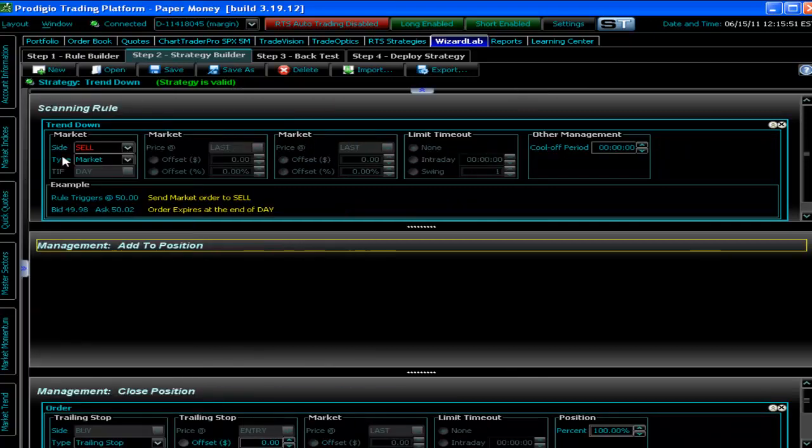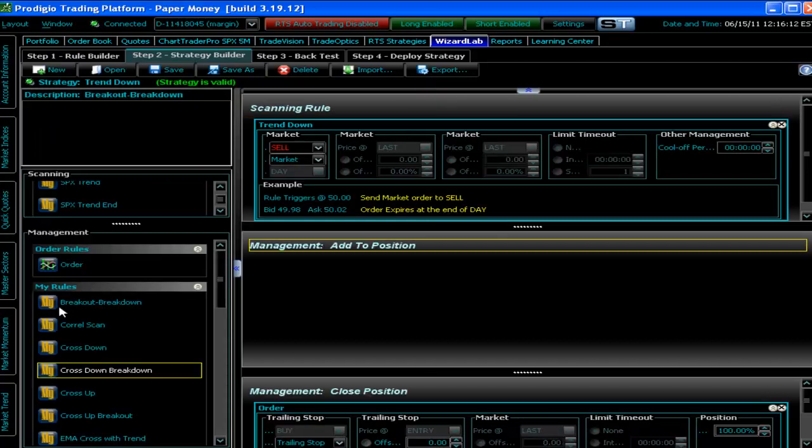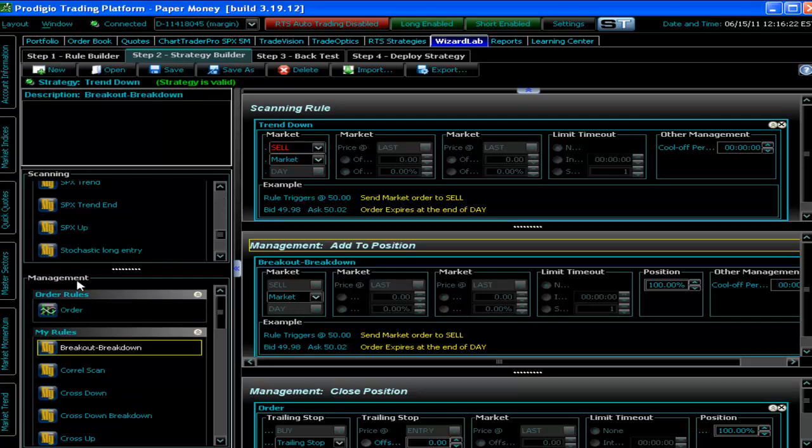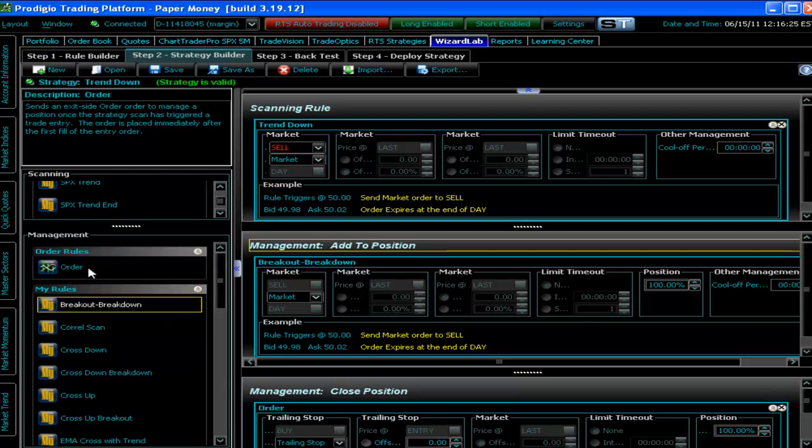So this is a strategy which the side is sell, so this is a short strategy. If I add a rule to the add to position canvas here, and I can add more than one of those rules, as I'll show you momentarily, that's going to go further into the short position. So for example, I built this rule called breakout breakdown, and I can drag that into the add to position canvas from my management rules. Now notice there's the scanning rules and there's management rules. I have to drag this from the management section.